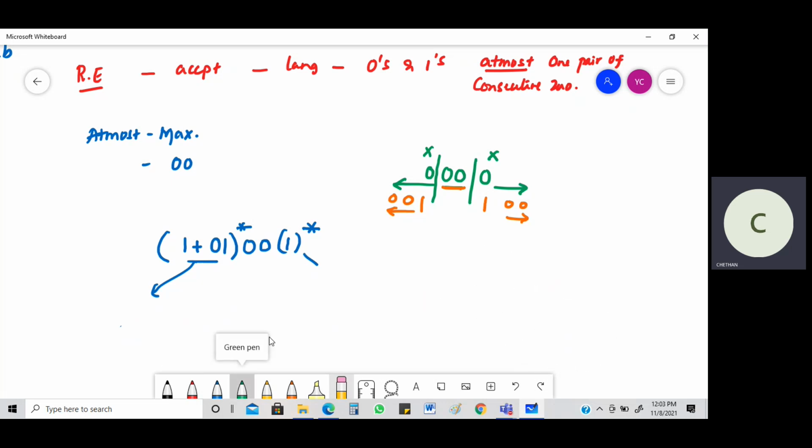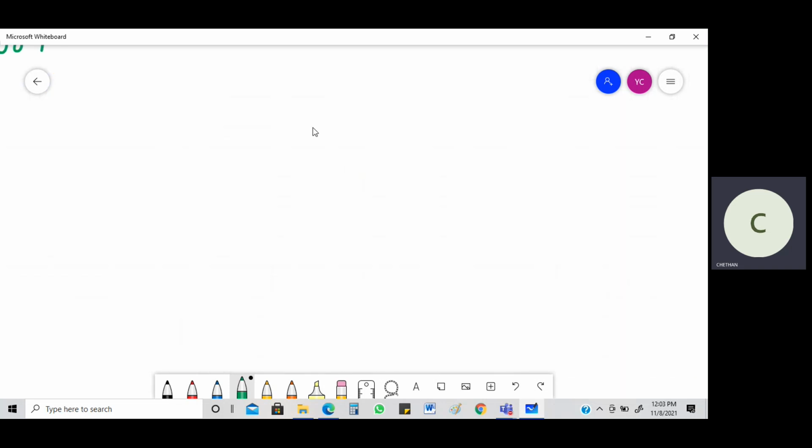What is my regular expression here? My regular expression is equal to 1 plus 0 1 star, again 0 0, and you have 1 star. Okay, input alphabets and your star, clean star with all the input alphabets. That will be my regular expression. Okay, so let's take one more example.